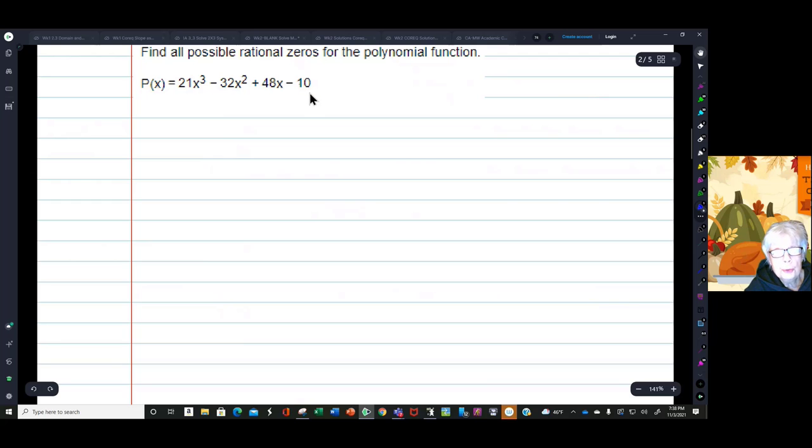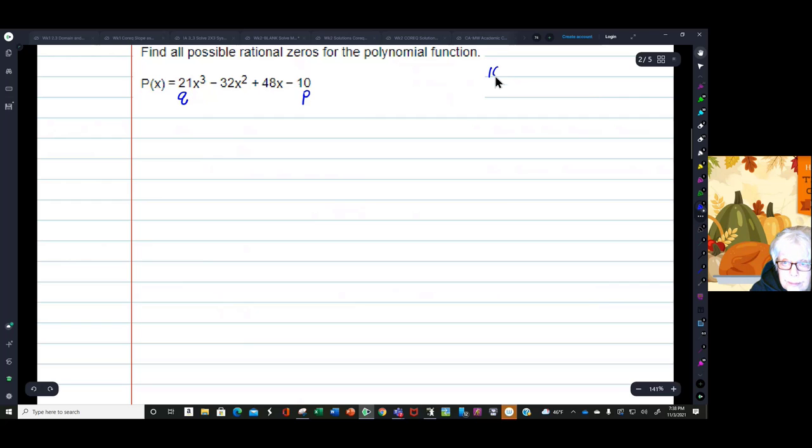So what we're going to do is use the P over Q method, where P will come from there, and Q will come from there. So let's find the factors of P and the factors of Q. That is the factors of 10 and the factors of 21. You don't have to worry about the sign when you're doing this, because we take positive and negative anyway.